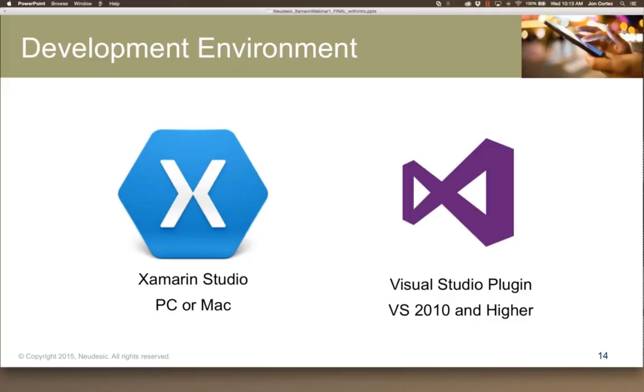There are two choices when developing for Xamarin in terms of integrated development environments, or IDEs. The first one is Xamarin Studio. This is Xamarin's own IDE, which runs on both the PC and the Mac. It is feature-rich and includes everything that you expect from a best-in-class development environment. You have code completion, UI designers, an integrated debugger, and deployment tools.